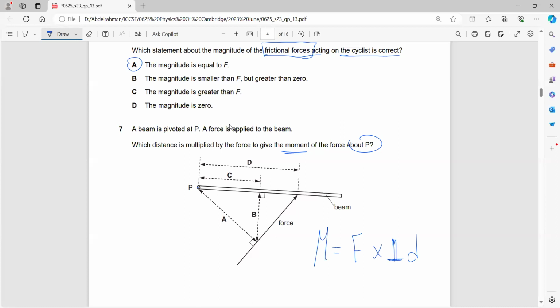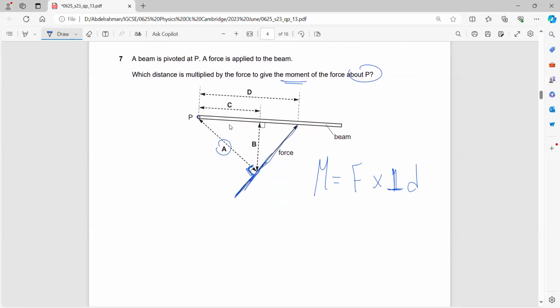Yes, thank you. Which of these is the perpendicular distance to the force? Which distance, A, B, C, or D, is perpendicular to the force? Yes, correct. It has to be A. And why is it A? Because it's perpendicular, 90 degrees. This is 90 degrees to the force. That's it. You need to find the force and the distance which are perpendicular to each other. That's how you calculate the moment. Moment equals force times perpendicular distance. Any questions?